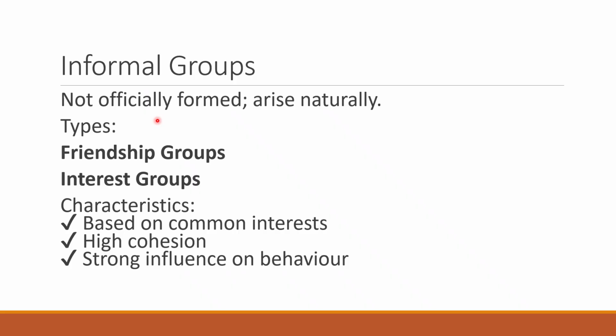Coming on to the informal groups, we understand that they arise naturally, based on friendship among the employees, their common interests, and also their personal relationships. The various types are friendship groups, where people who share personal or social interests come together. And the next one is the interest groups. These are formed around a common activity or concern. Their basic characteristics are that they are based on common interest, there is high cohesion among the group members, and there is a strong influence on behavior that may be learned from each other.